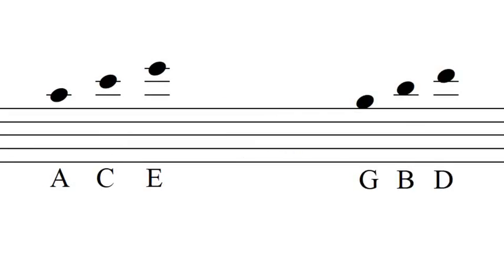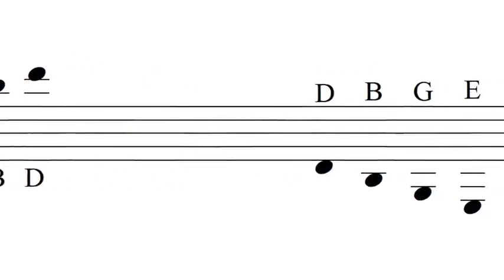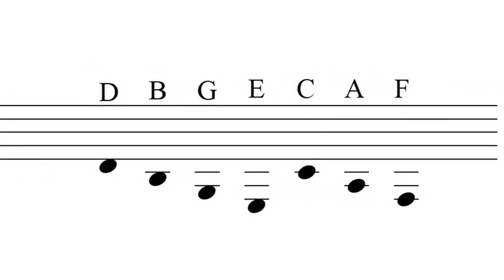Now if we go above the lines and we go on the actual lines, we have A, C, and E. These are called ledger lines. If we go above the staff, in between the ledger lines, we have G, B, and D. Now below the staff, if we go in between the ledger lines, we have D, B, G, and E. Below the staff on the ledger lines, we have C, A, and F.